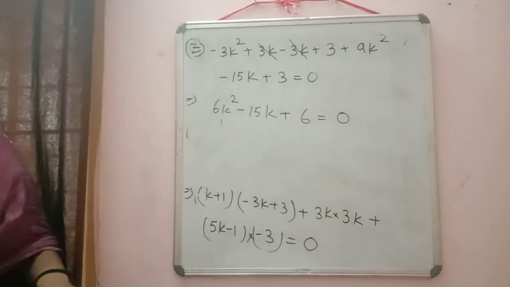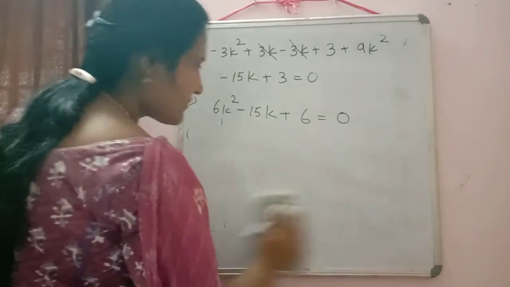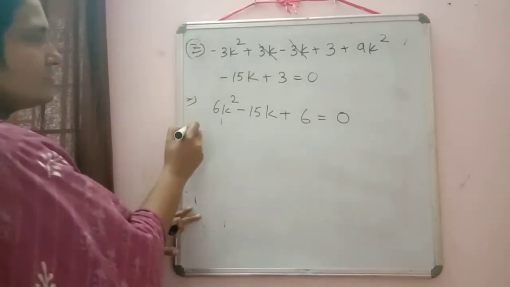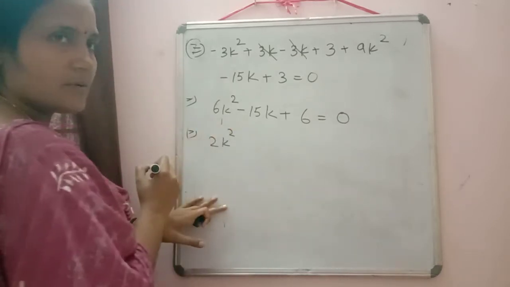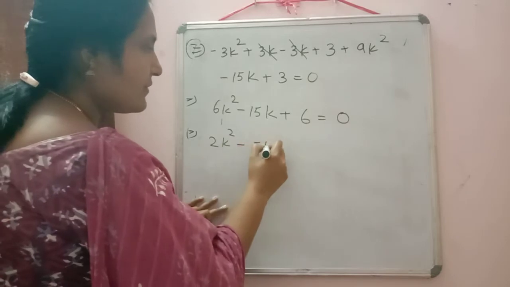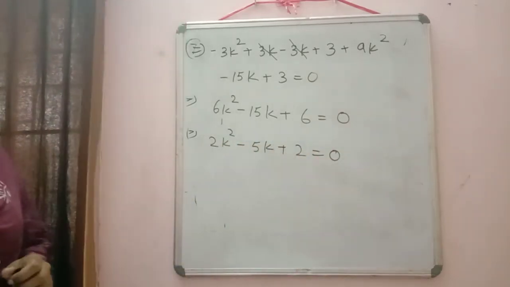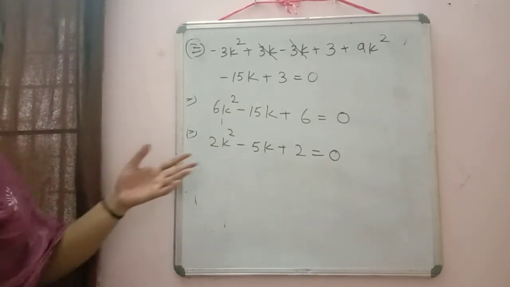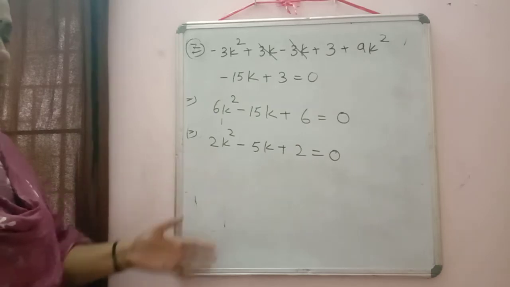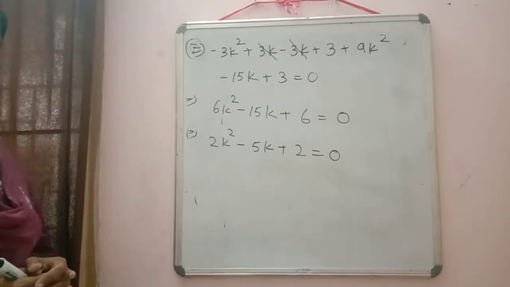And the expressions are divisible by which number? Yes, it is divisible by 3. So we can divide it by 3. So it will be equal to 2k square minus 5k plus 2 is equal to 0. Which type of equation we got? We got a quadratic equation. Now quadratic equation, either you can solve by quadratic formula or you can do by factorization.